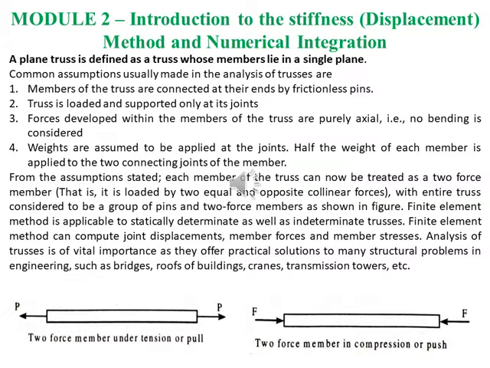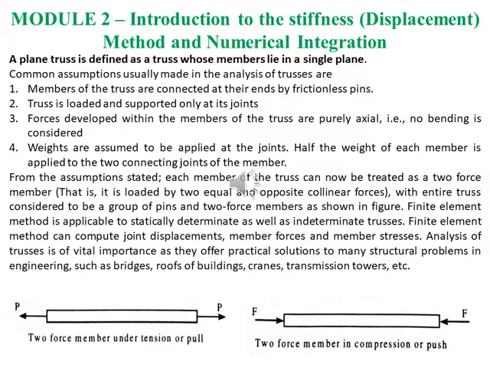The assumptions are: members of the truss are connected at their ends by frictionless pins. The truss is loaded and supported only at its joints. Forces developed within the members of the truss are purely axial and no bending is considered. Weights are assumed to be applied at the joints. Half the weight of each member is applied to the two connecting joints of the member.